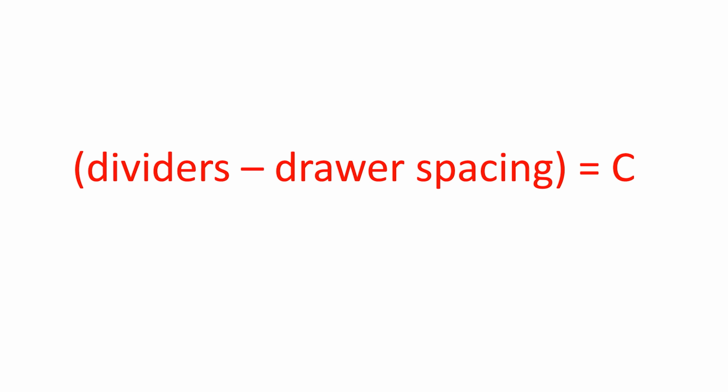Now to calculate your overhang, the equation's super simple. It's just A minus B. So the height of one drawer divider minus the spacing you want between each drawer. We're going to call this C.